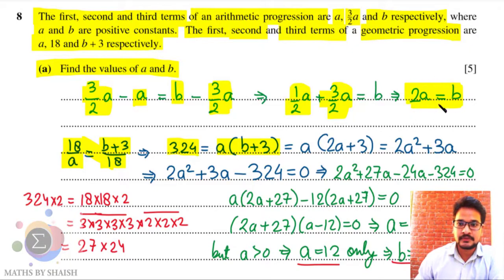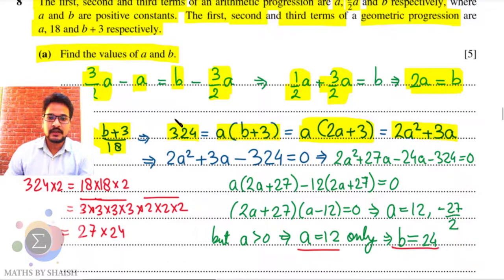Now from the first relation in A and B, we got 2A equals B, so we can write B as 2A, so we get A into (2A plus 3) here, and if we open it, it is 2A squared plus 3A. Now we will make a quadratic equation in A: 2A squared plus 3A minus 324 equals 0.